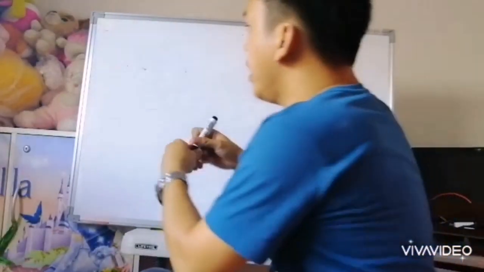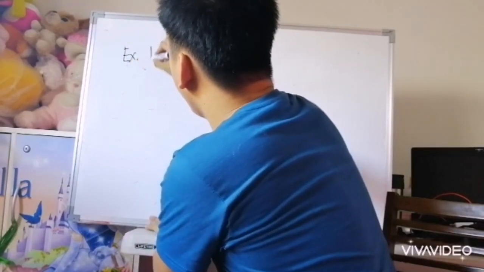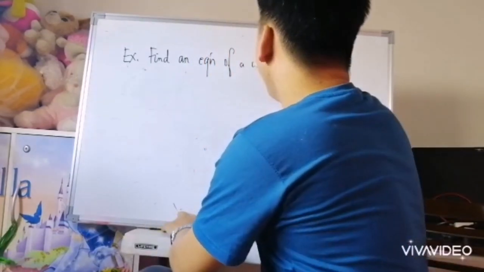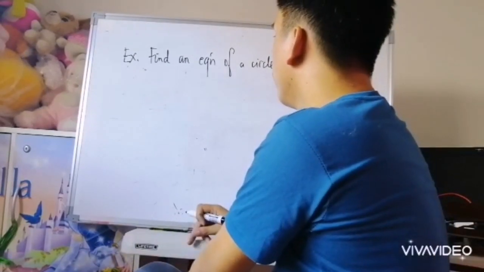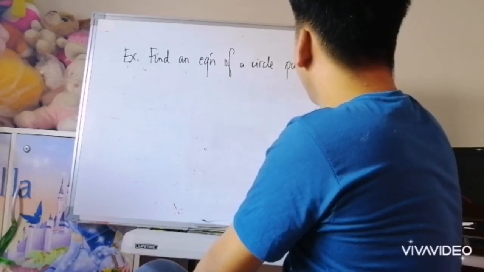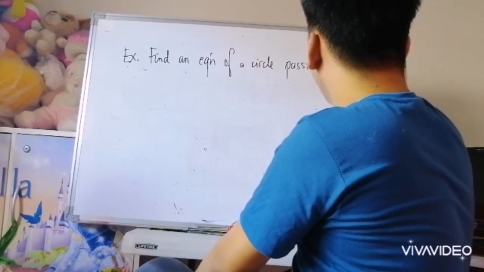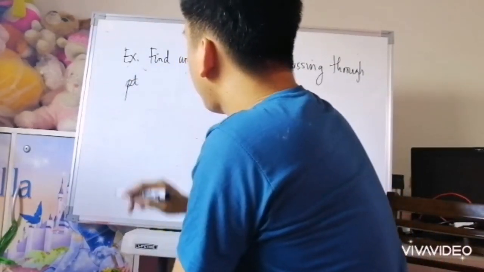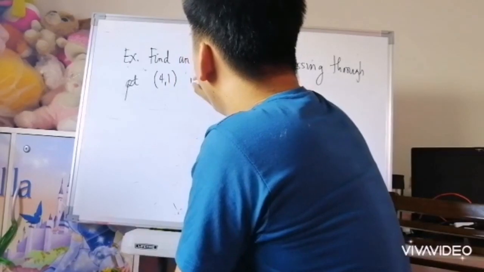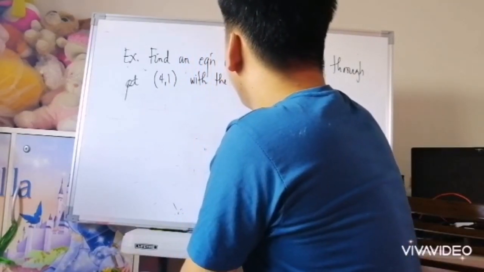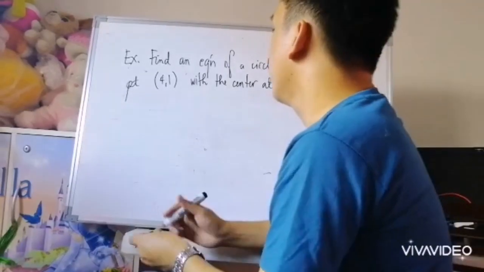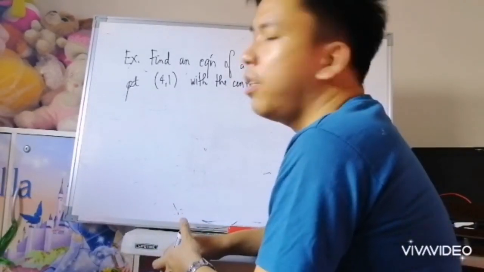So another example that we're going to deal with here is, let's say, find an equation of a circle passing through the point (4, 1) with the center at (negative 1, 0). This is a piece of cake.